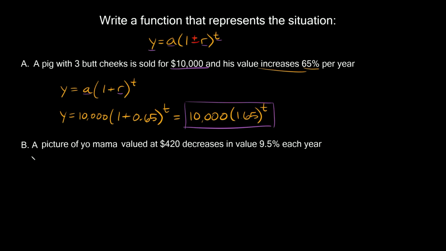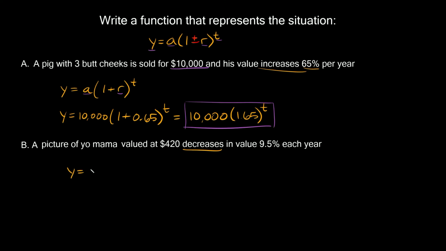Let's try one more kind of easy-ish one. All right, so this one says, a picture of Yo Mama valued at $420 decreases in value 9.5% each year. Tell Yo Mama I'm sorry, all right? But at least it has sentimental value, right? So in this problem, you can see here, this is the keyword, right? Decreases. So whenever you see decreases, that just means exponential decay, right?